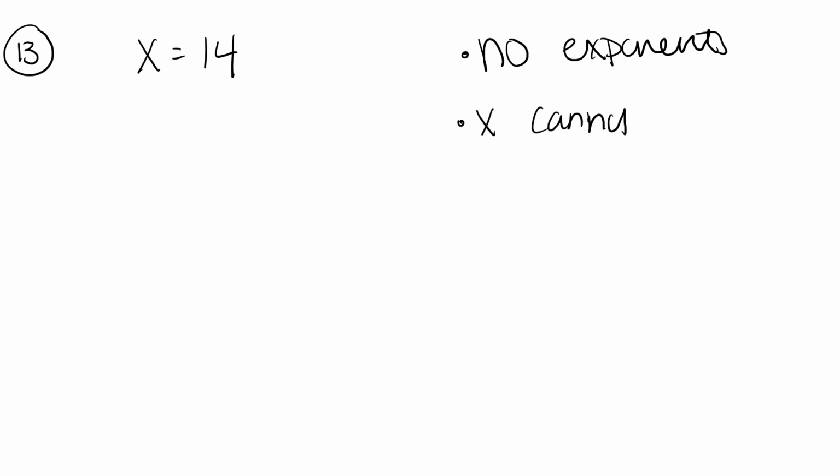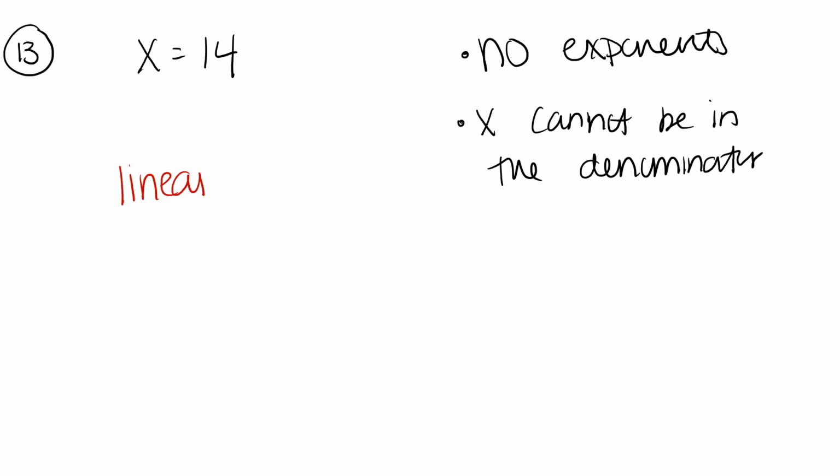For number 13, we have the equation x equals 14 and asked, is it linear or non-linear? Again, for a linear equation, we can have no exponents. And if there's a fraction, x cannot be in the denominator. In this equation, x equals 14, there are no exponents, so we're good there. There are no fractions where x is in the denominator, so we check off that one as well, meaning this equation is linear.